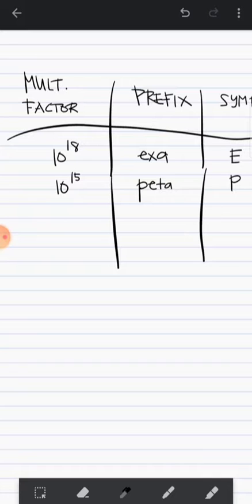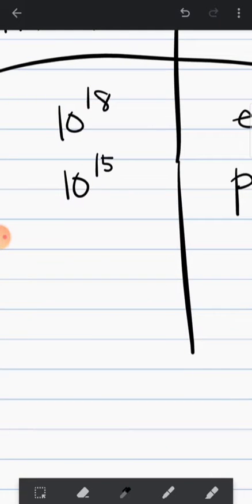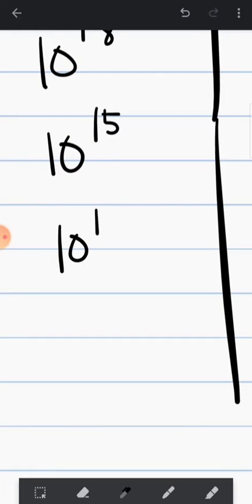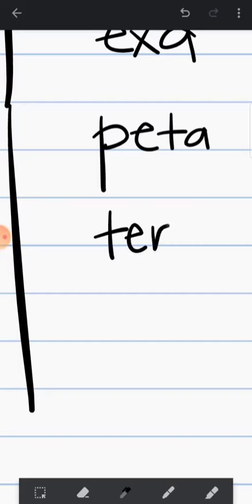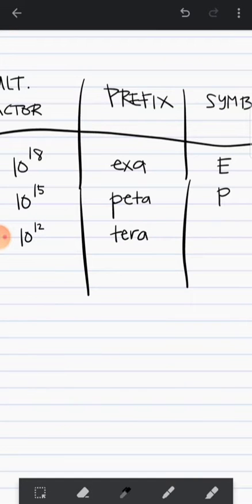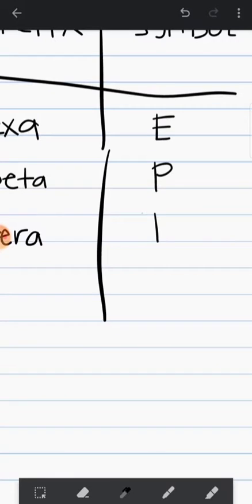Then the pattern continues from 10 to the 18, 10 to the 15. Guess what? The next is 10 to the 12. So 10 to the 12 is what they call tera. So that's terabyte. If you hear terabyte, it has 10 to the 12 bytes. So the symbol for tera is T.